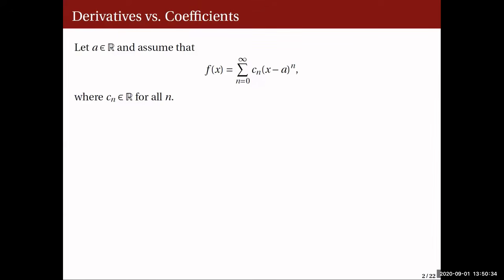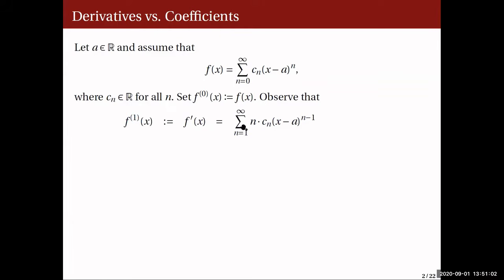Suppose that the function f has a power series centered at a, where c sub n is a constant for all n. Also, define f0 to be the function f itself. Let's now observe the derivatives of f of x. Taking the first derivative of f with respect to x, we get the summation from n equals 1 to infinity of n times c sub n times (x minus a) raised to n minus 1.